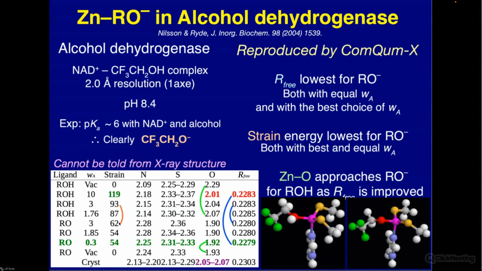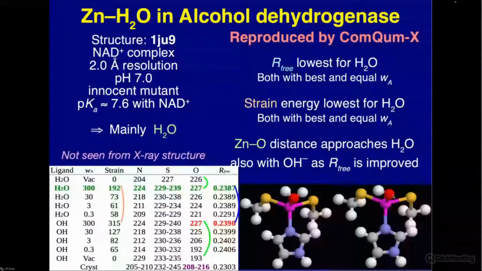And just to check that this is not just a coincidence, we did another structure which is still an NAD+ complex, but now with a water molecule. And then the pKa should be 7.6. The structure is from pH 7, so it should be mainly water. And once again, we do the calculations either with water or with OH.